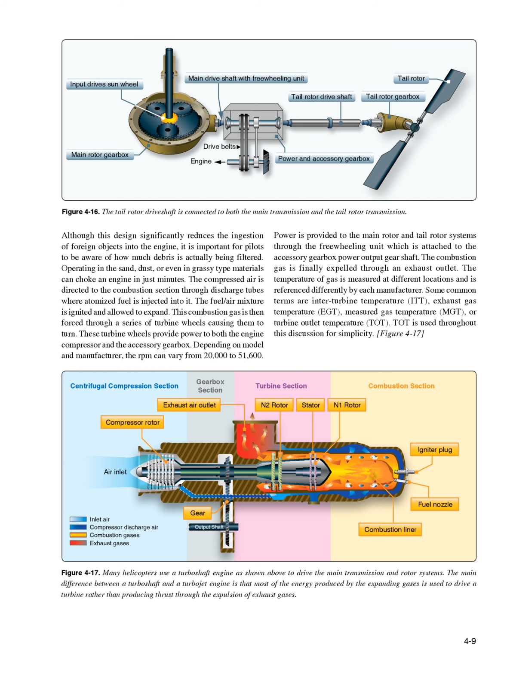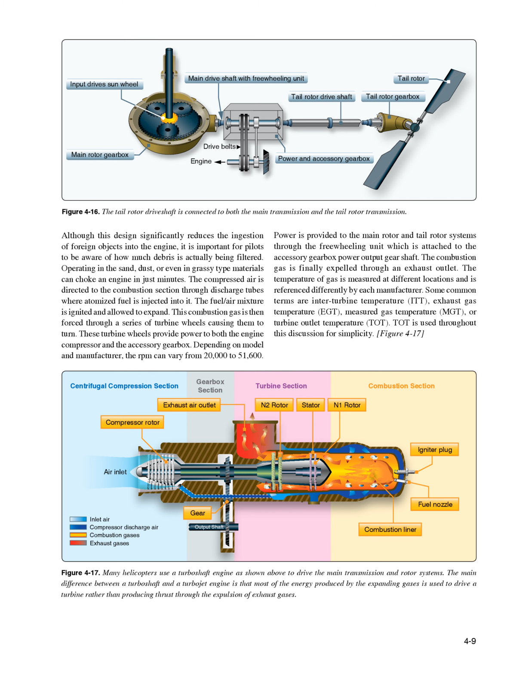The compressed air is directed to the combustion section through discharge tubes where atomized fuel is injected into it. The fuel/air mixture is ignited and allowed to expand. This combustion gas is then forced through a series of turbine wheels, causing them to turn. These turbine wheels provide power to both the engine compressor and the accessory gearbox. Depending on model and manufacturer, the RPM can vary from 20,000 to 51,600.